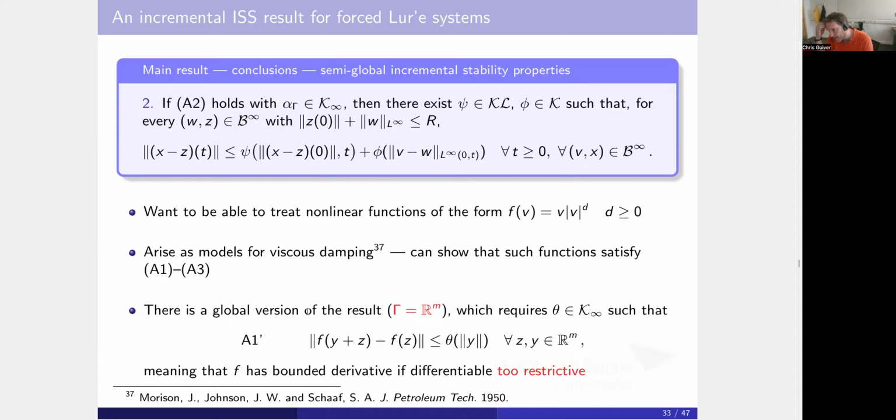Just to comment, why am I making these semi-global results? This is this final bullet point. Well, there is a global version, right? You can take this set gamma. It's been a compact subset so far of Rm. You could take it as Rm. But the corresponding estimate would be that, as shown, you'd need some K infinity function theta, where I get that the difference between f of y plus z and f of z is bounded by theta of y. But that needs to hold for all z and y, and z doesn't appear on the right-hand side. So essentially, you can quite easily show that means that f has to have bounded derivative, right? The functions on the first bullet point don't satisfy that. So this is too restrictive an assumption, basically.